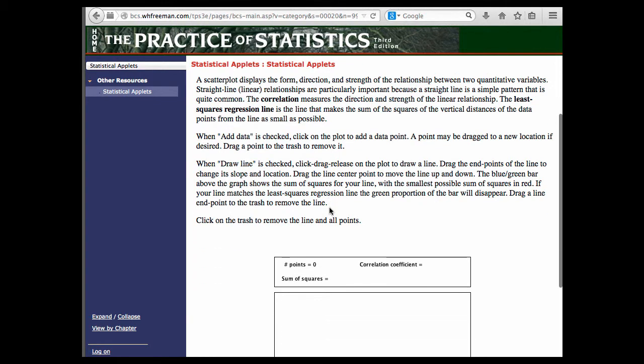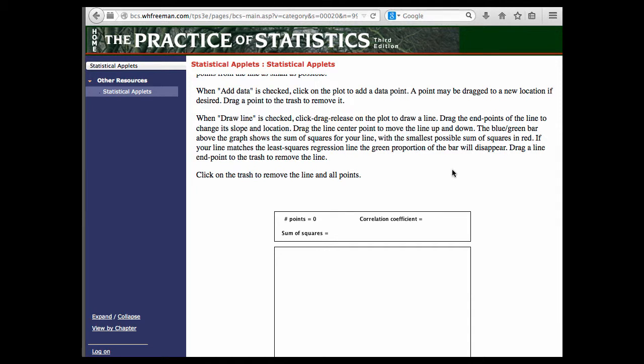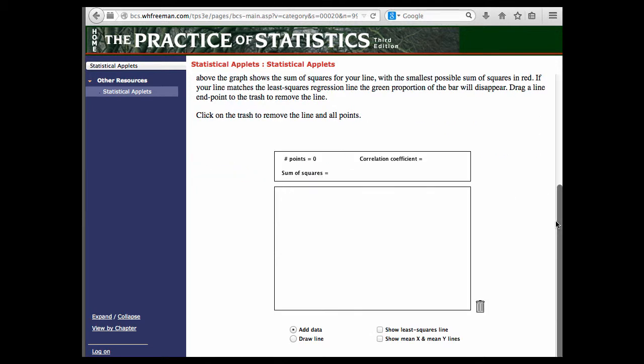They give you the write-up at the top, so let me scroll down a little bit. There isn't really anything there. There's not supposed to be. Okay, what you need to do is make sure this is bulleted right here where it says Add Data. Basically you add the points, and then you can change up what the points look like, and it will generate for you the least squares regression line. You can have it draw the line, and you'll notice the correlation coefficient.